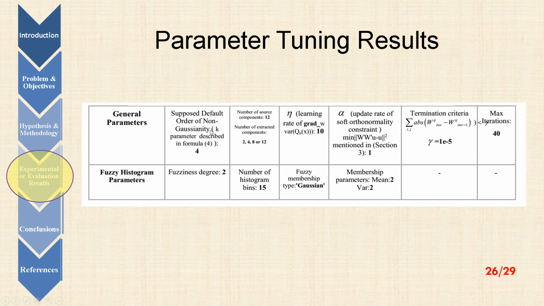The default order of non-Gaussianity is set to 4, as higher orders of non-Gaussianity for both MNIST and EEG data were too high, and the noise would make the result worse in those cases. The fuzzy histogram parameters are set to a fuzziness degree of 2, which is the Gaussian function, not sub-Gaussian or super-Gaussian functions, for which the fuzziness degree is lower than 2 and higher than 2 respectively. The number of histogram bins is set to 15, as higher histogram bins were problematic in this case and provided many computational burdens. And the membership parameters are set to 2 and 2 for mean and variance.